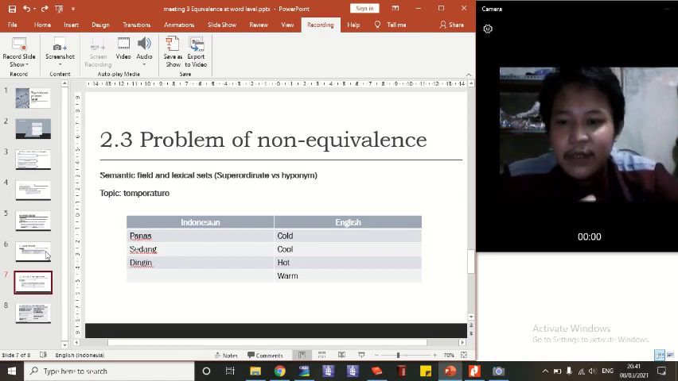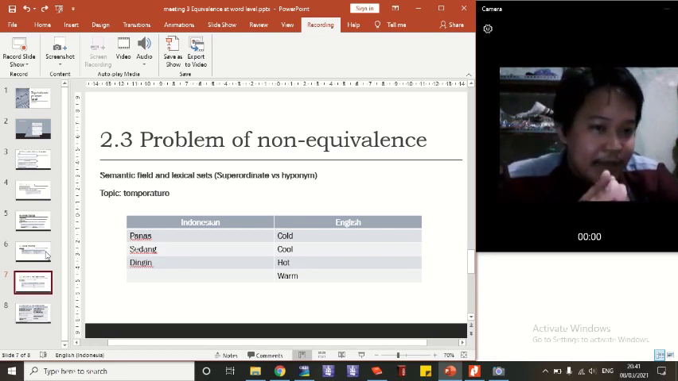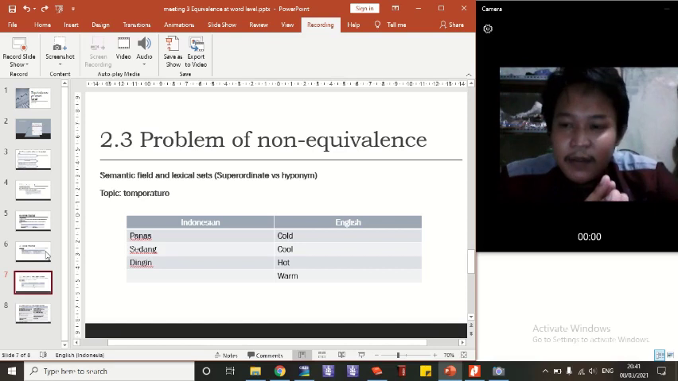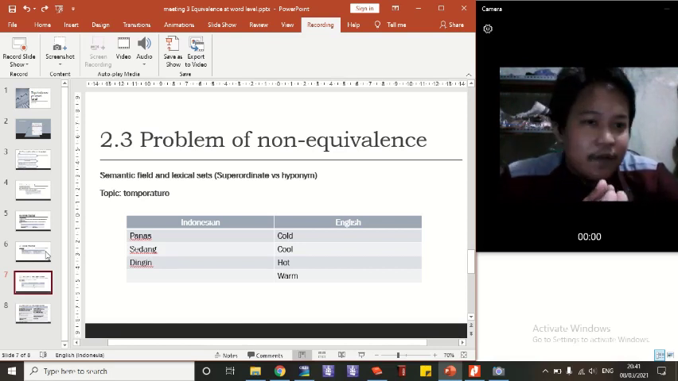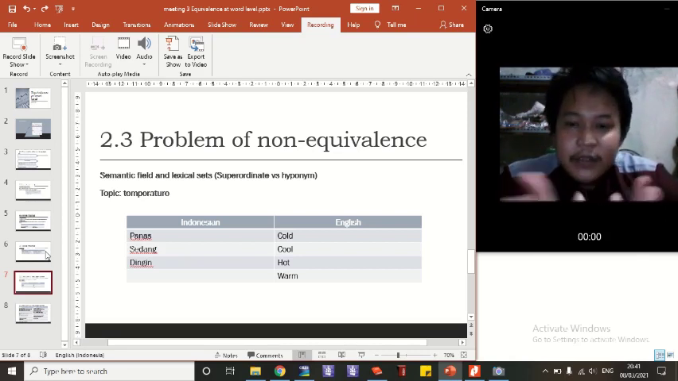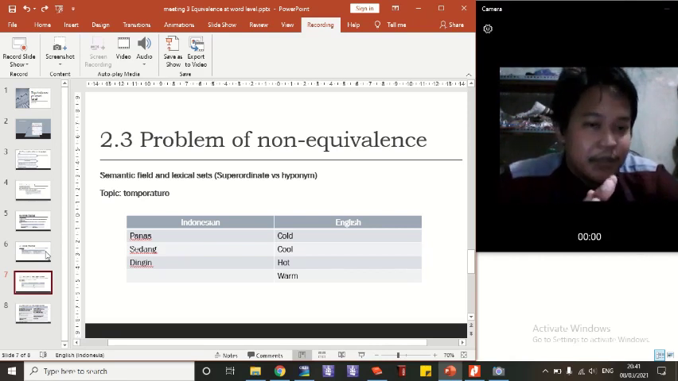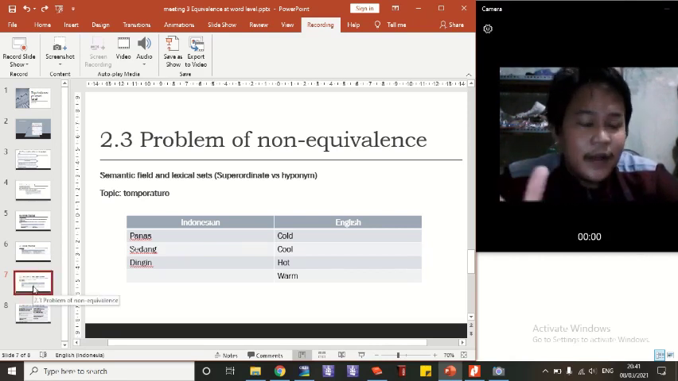Here, for example, in Indonesian, when you have a dispenser in your house, the selection of temperature must be panas, sedang, and dingin. While in English it has cold, cool, hot, and warm. So this is in terms of temperature, and there are so many out there.